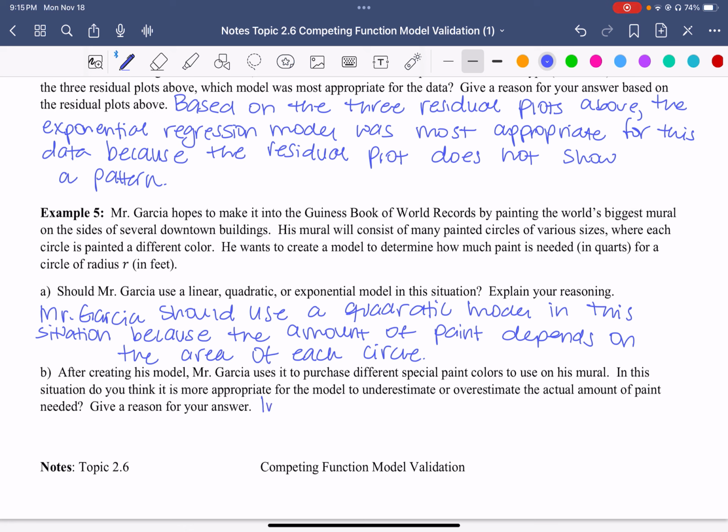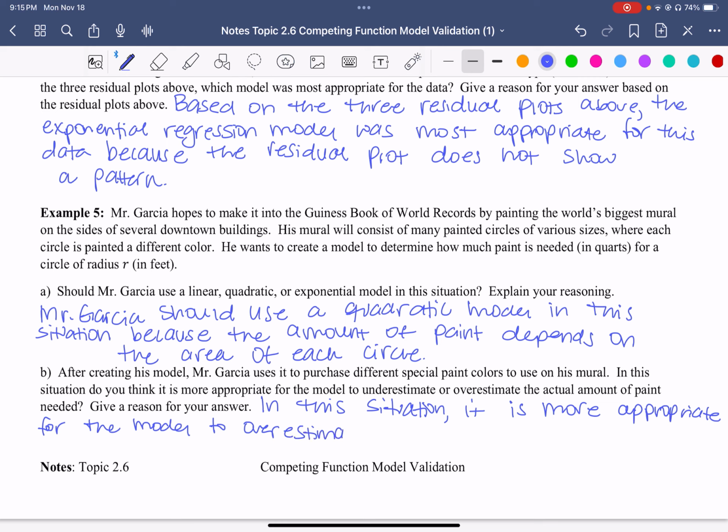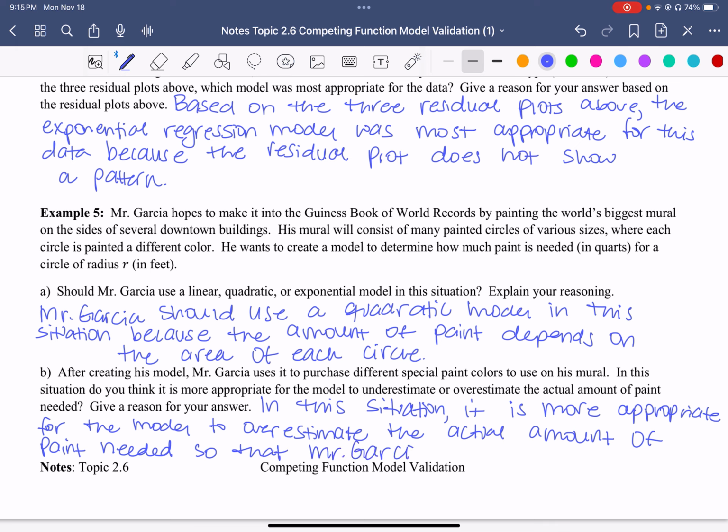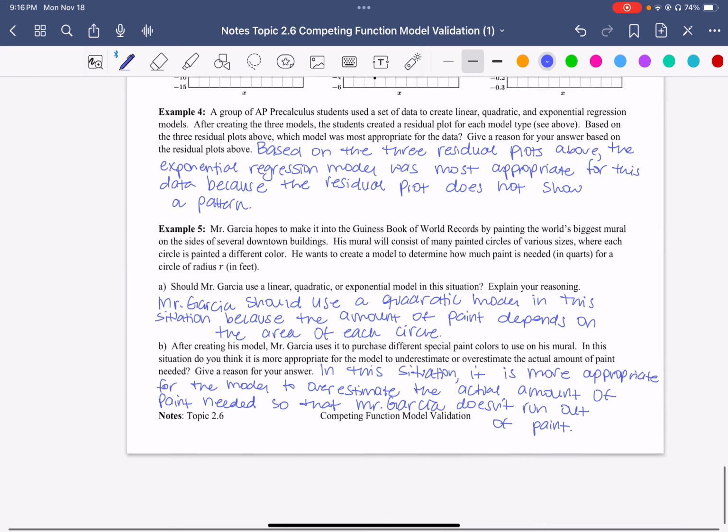Okay, so I'm going to say in this situation, it is more appropriate for the model to overestimate the actual amount of paint needed so that Mr. Garcia doesn't run out of paint. Okay, and that is all for these notes.